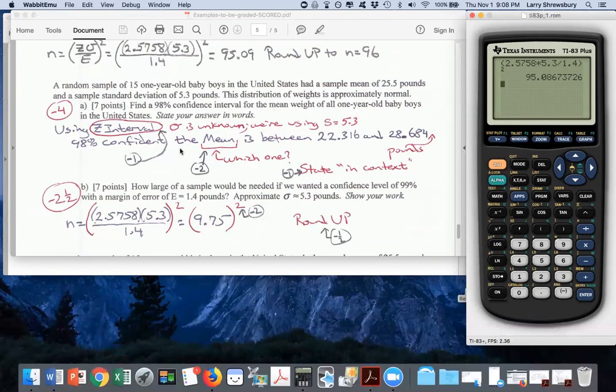So 98% confident, the mean. We don't say mean by itself. It's either the sample mean or the population mean. If you don't tell me which one, I assume the worst, or that you don't know, and that's why you didn't say. Is between, and of course they didn't state it in context. They didn't even put the units in there, for gosh sakes. So this is not doing too good. These are all the sort of mistakes you want to avoid.